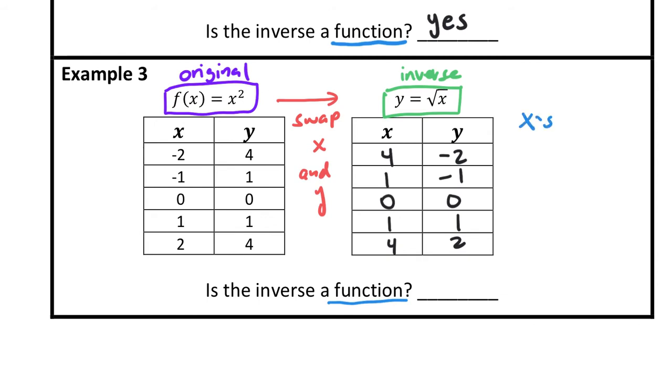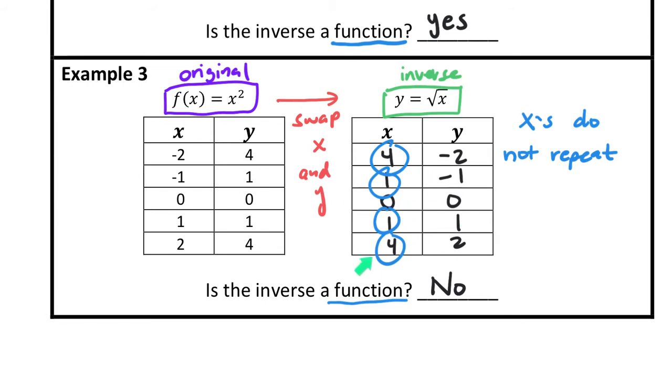A function means the x's do not repeat, right? But wait, I noticed that there are 2 x values that repeat here. There's more than one x that repeats. So we would say no. This is not a function. Okay.